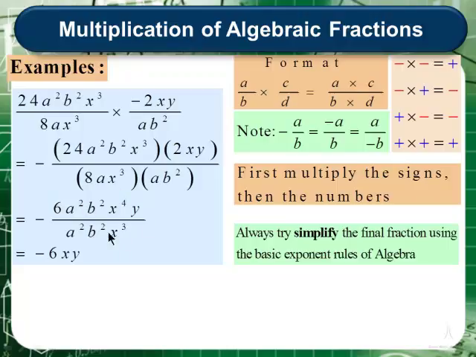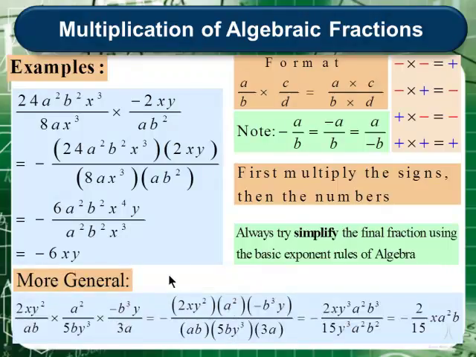Now suddenly, we can apply the quotient rule for exponents and consolidate. You can see that the a squared will cancel with the a squared, b squared will cancel with the b squared, and in this case, x to the power 4 divided by x to the power 3 gives us x, and the y gets retained to finally give us this particular expression, minus 6xy, as the product of the two given algebraic fractions.